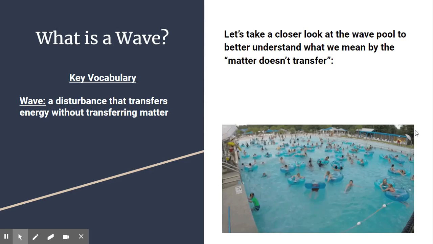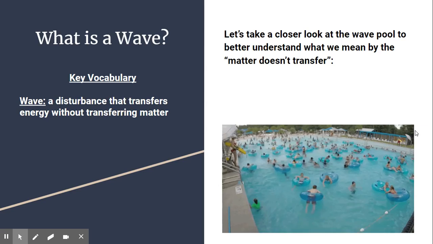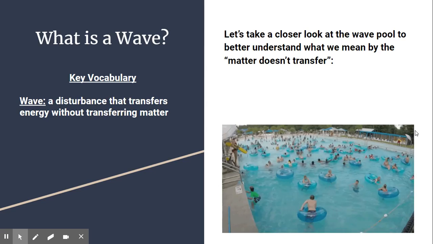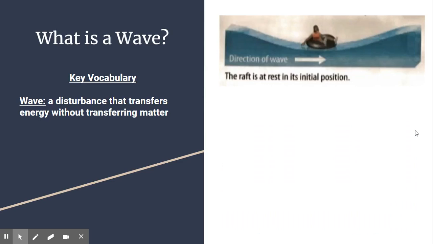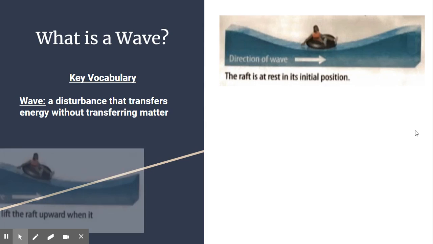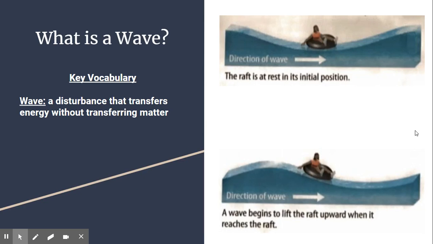Let's revisit that idea of that wave pool. It might help us understand that idea of the matter doesn't transfer much. Here we can see someone sitting on their tube. They're in that same location, left to right, as when they start. The wave approaches from the left and elevates them in their tube. But notice the tube is still in that same central location it was. The tube has not been pushed forward. It's been raised and tilted up.